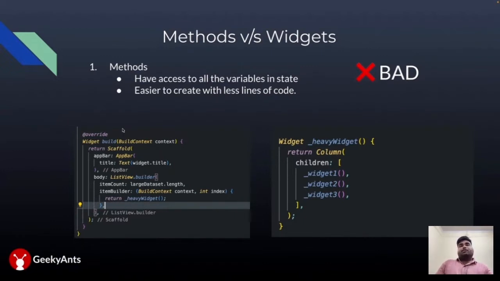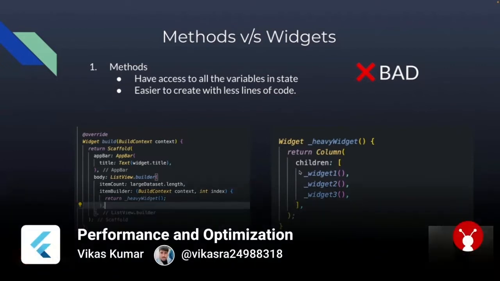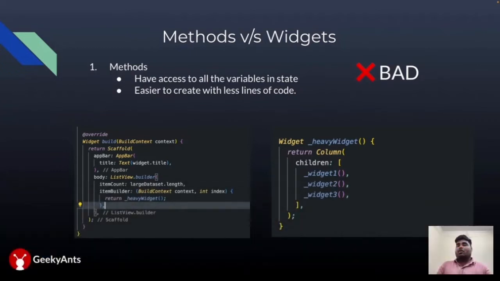For example, we have this build method. Here is the build, and we have a very heavy widget. Heavy widget means a long widget, and that heavy widget is combined of three smaller widgets. So it looks good, it works, and you're good. This is a good way to segregate your code until and unless you're changing the state.